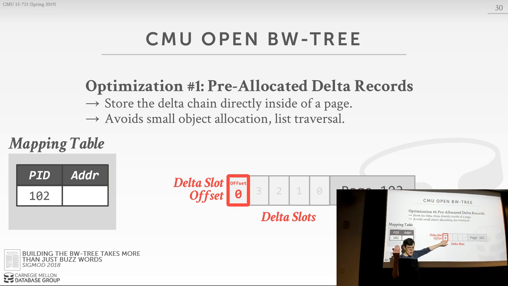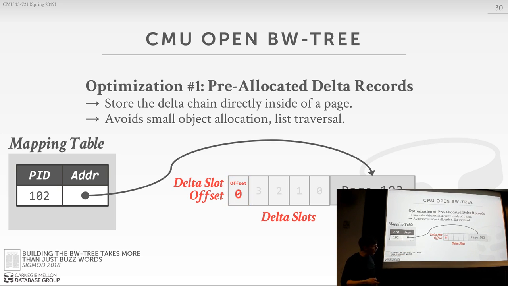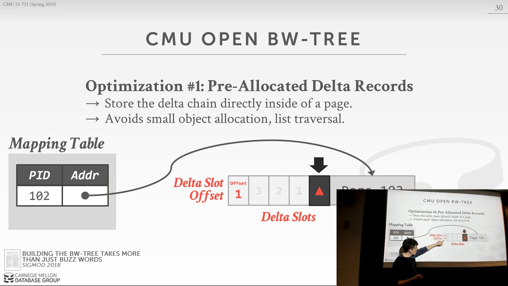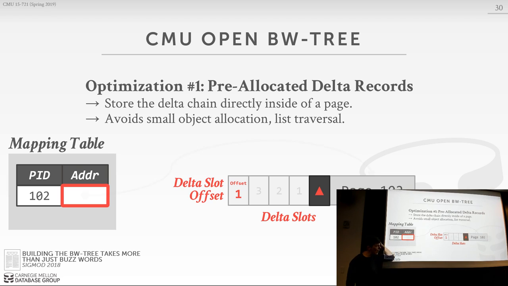Whereas in the Microsoft paper, it just was when the thing got long enough above some threshold, then you did it. In our case here, we run out of space, we have to do it. So if a thread comes along and says that they want to install a new delta record, they do compare and swap on this, or an atomic add, and they try to add one to it. If they succeed, then they know whatever this thing had before is now claimed by our thread to install a new delta record for this. And then just like before, we do the compare and swap on the mapping table to now point to us.